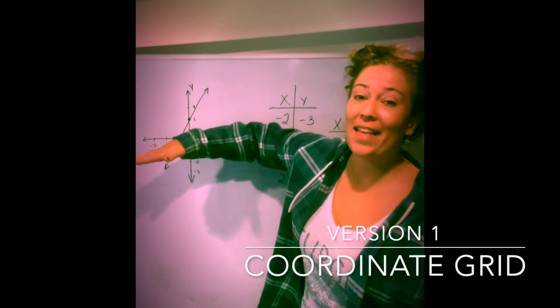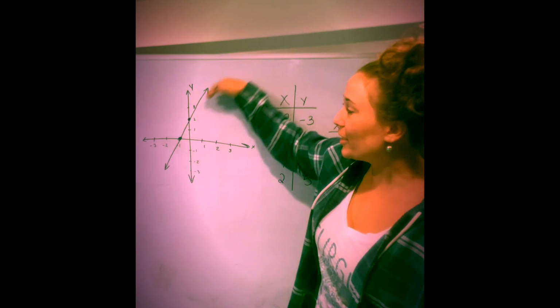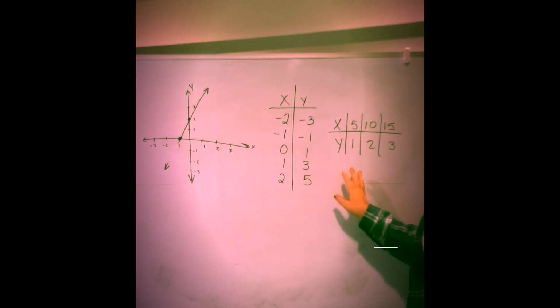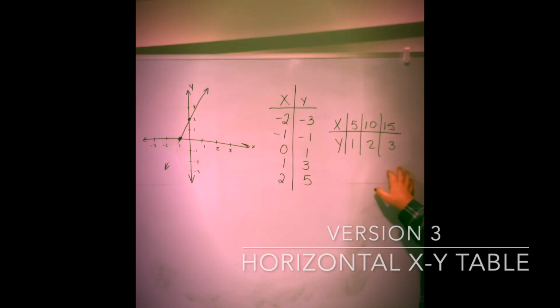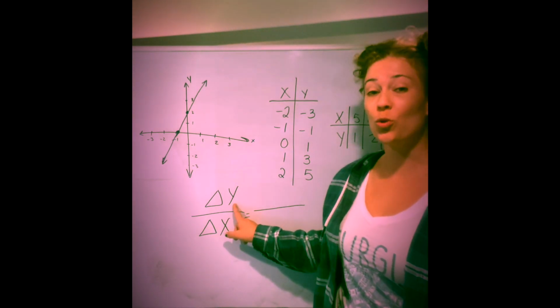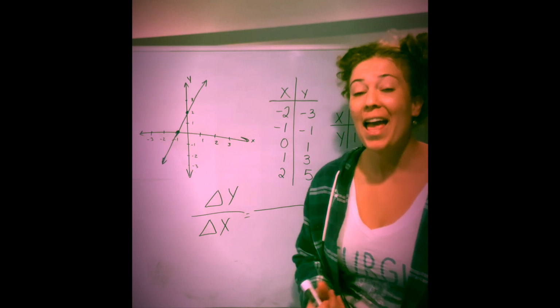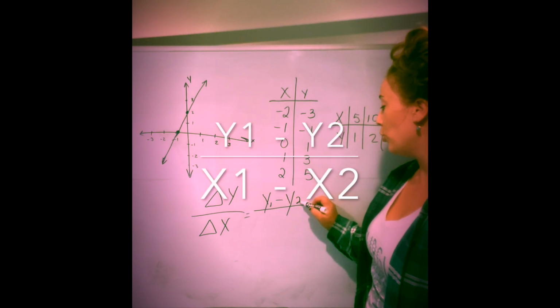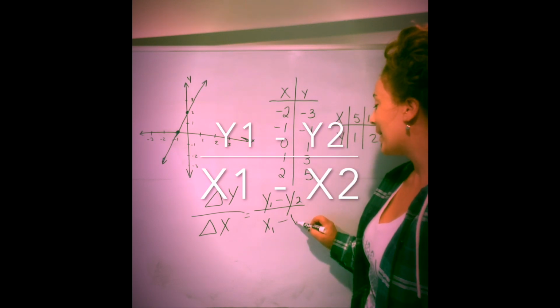Let's try an example. So here we have the y-axis and the x-axis and then the line going through it. Here we have a vertical XY graph and a horizontal XY graph. All three of these can use the same rule, and it is this: the change in y over the change in x. And that simply just means y1 minus y2 over x1 minus x2.